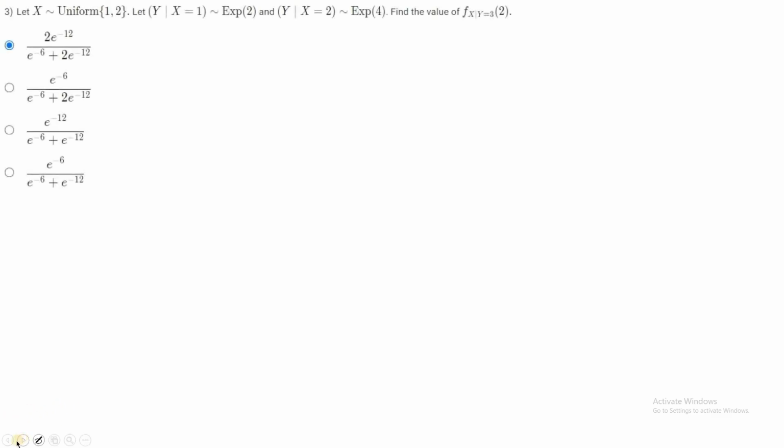Okay, so next question. X is uniform 1, 2, Y given X equal to 1 is exponential 2, and Y given X equal to 2 is exponential 4. So we have to find the value of f_{X|Y=3}(2). First of all, let's find out the marginal of Y. f_Y(y) is nothing but p_X(1) into f_{Y|X=1}(y) plus p_X(2) into f_{Y|X=2}(y).